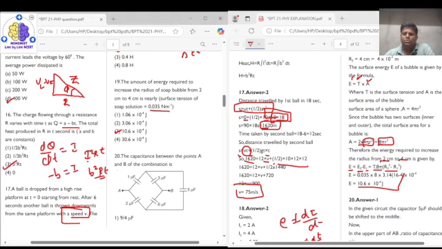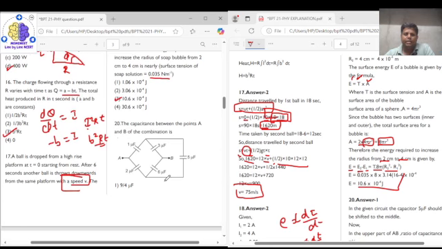So then next come to question number 20. Now the capacitance between point A and point B of the combination is asked. See here, we can see that it's a kind of balanced Wheatstone bridge. Balanced Wheatstone means 1 microfarad upon 2 microfarad, the ratio is 1 is to 2. Here also the ratio is 1 is to 2.